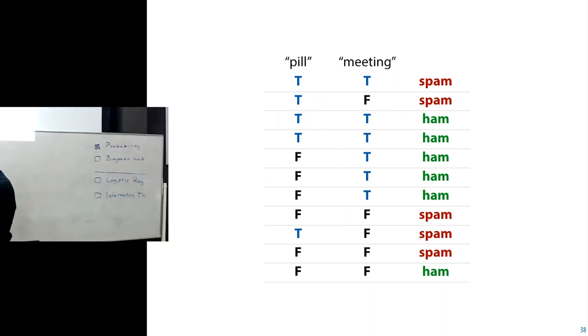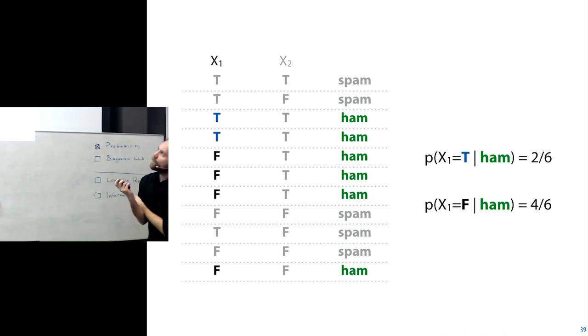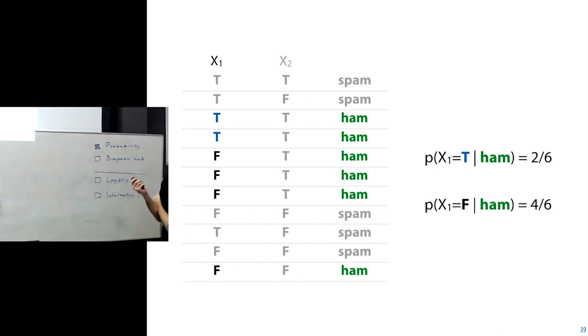So from this, we can very easily estimate probabilities by relative frequency. We don't have to fit any normal distribution. We can just say the probability, if we observe that the first feature is T, so there is the word pill in the email, given that the class is ham, we can just say, well, there are two emails like that in the dataset out of 6, so the probability we estimate is 2/6. So we just estimate by relative frequency.